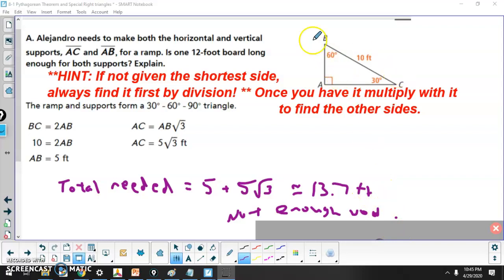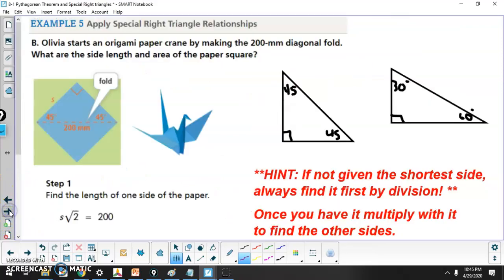You don't need to add the ramp in there. I was thinking of adding 10 too, but he's just getting supports for the ramp. Okay. So, but anyhow, he's not going to have enough wood. All right. Let's look at the next one here.